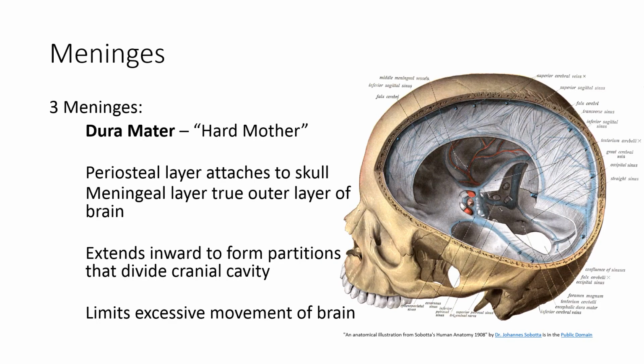The dura mater, or hard mother, represented by the white film that you see surrounding the cranial cavity here, consists of two layers. You have the periosteal layer, which fuses the dura mater to the skull, and then you have the meningeal layer, which is the true outer layer of the brain. In certain places, the dura mater extends inward to form partitions that divide the cranial cavity. This dura mater in its arrangement helps to limit excessive movement of the brain within the skull.